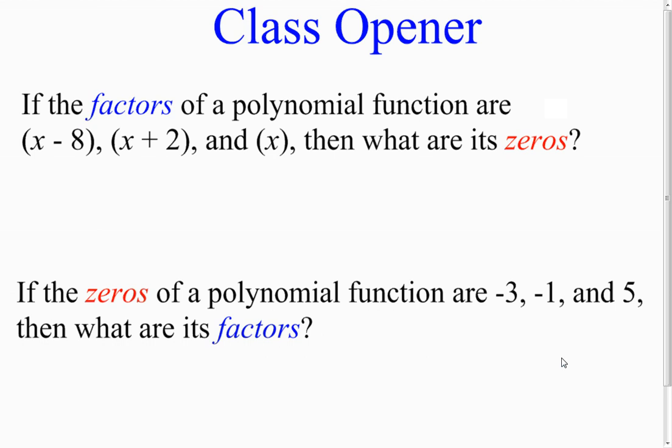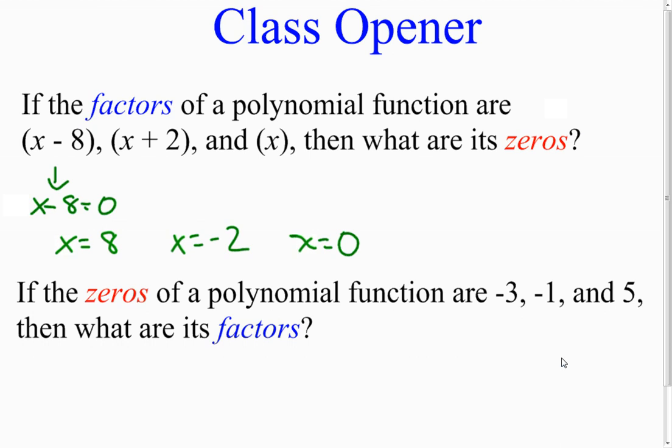If the factors of a polynomial function are x minus 8, x plus 2, and x, what are its zeros? If you want to hit pause, go ahead and do that now. Otherwise, I'm just going to go through and solve it. Remember, if these are your factors, that means my zeros are going to be, for each of these, you set them equal to 0. And then you come up with your answers of 8, negative 2, and 0. It's the numbers that you plug into each of the factors to make it equal to 0.